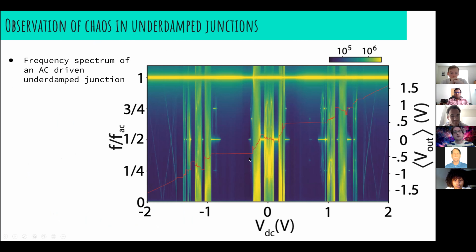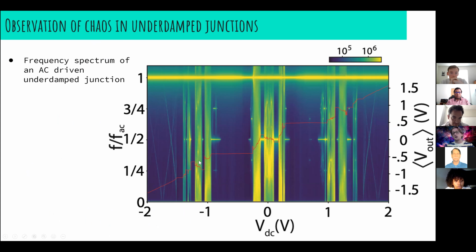So this is experimental data gathered from our circuit, and this is in the underdamped junction. When you're underdamped, that's where you're more likely to see some kind of chaos, because damping will damp out some of those effects. So now we're in the underdamped regime.